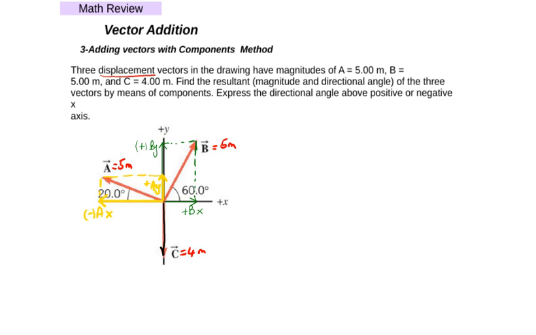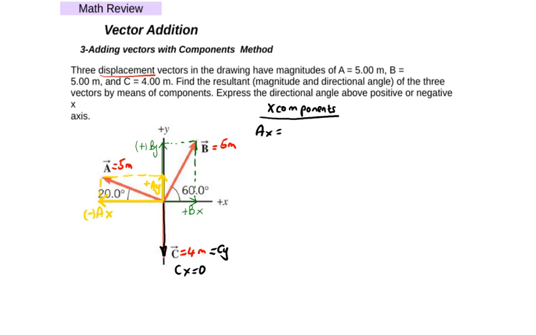For C, it doesn't have any x component. It's totally along y, and its y component would be just itself. That's all, this is a simple matter. C is equal to Cy, and Cx is 0. Alright?